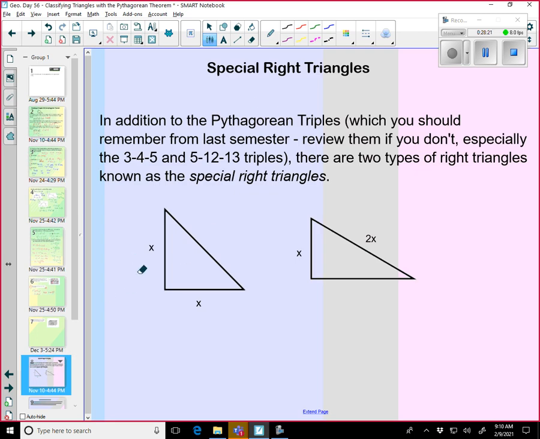Special right triangles. I just want to cover this topic a little bit. There are two types of special right triangles. And special right triangles, you get special right triangles only in case of right triangles. Okay, remember that. We will have special right triangles only in case of right triangles. In addition to Pythagorean triples, which we have already studied just recently, we have special right triangles. There are two special right triangles.